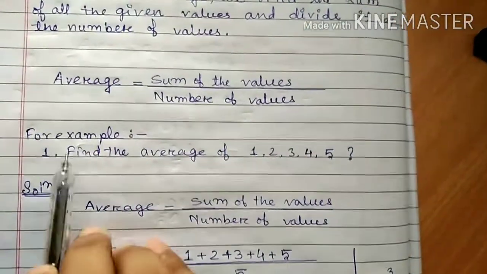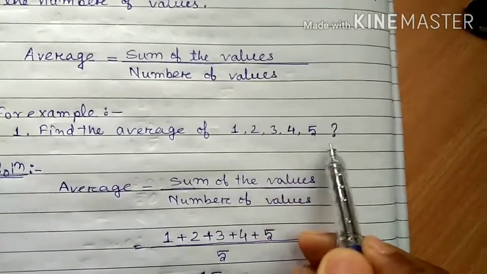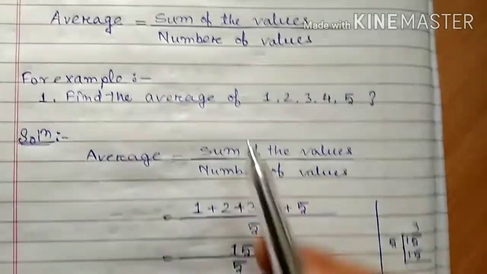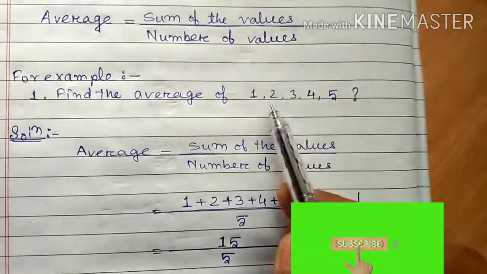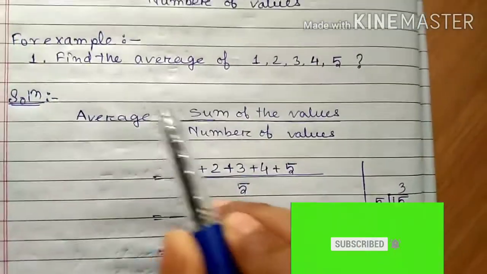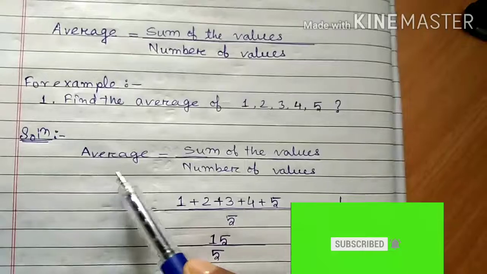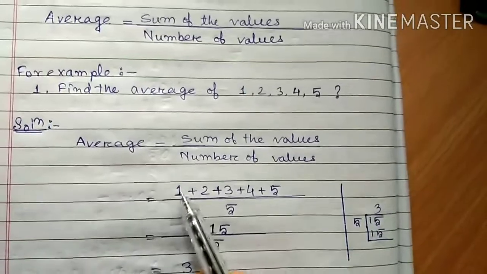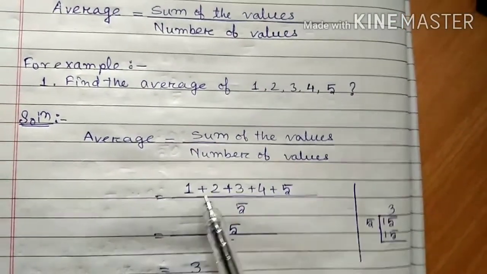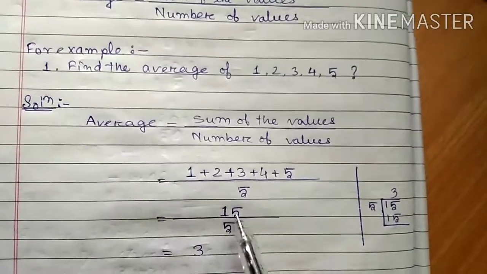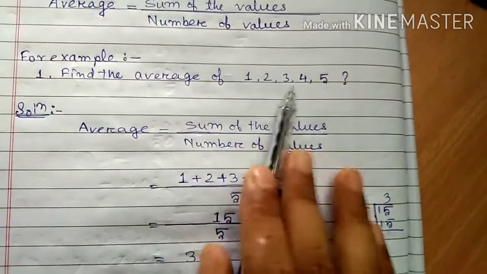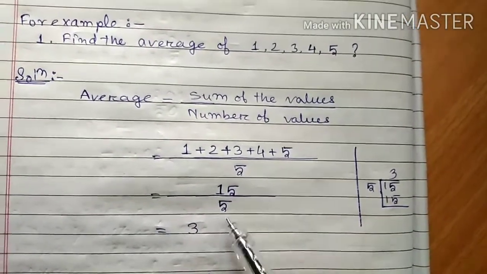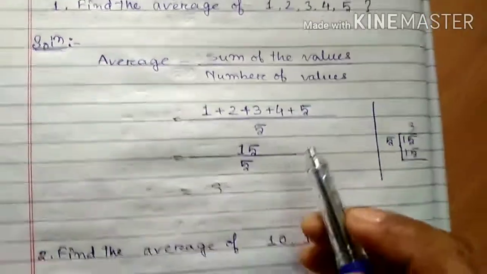For example, find the average of 1 2 3 4 5. According to the definition, average is equal to the sum of the values. You have to add all these numbers, that is 1 plus 2 plus 3 plus 4 plus 5. If you add these 5 numbers, you will get 15. How many numbers are there? There are 5 numbers. So you divide this 15 by 5, then you will get 3. So this is your average.